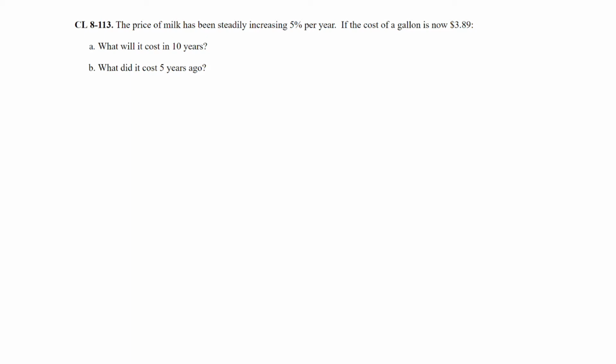Now, if it's increasing 5%, that means we're starting at 100% and we're adding 5% to that. So our multiplier would be 105% or 1.05. And our initial value of the milk is $3.89, or at least right now it's $3.89. So we can say that the equation is y equals 3.89, and it will be multiplied by 1.05 every single year to show that increase.